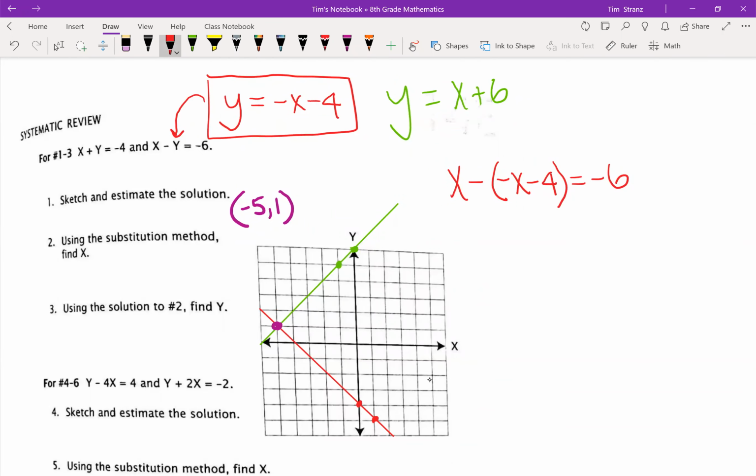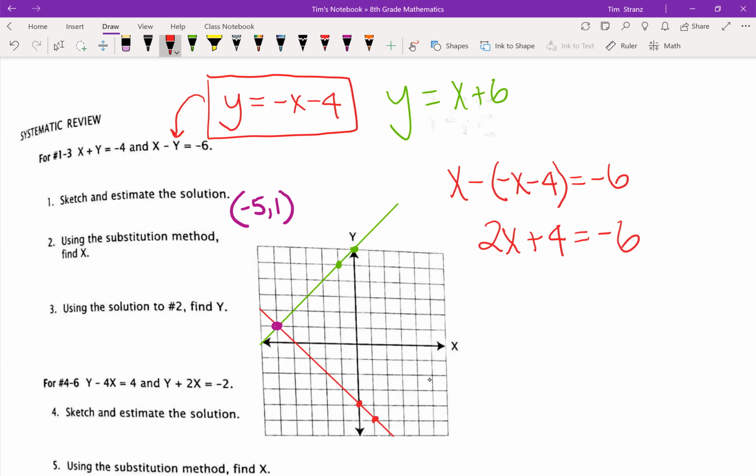If I have x minus a -x, remember two negatives turn into a positive, so that's really x plus x, which is 2x. Actually, I'm going to backtrack. If I do x minus negative x, that's my 2x, and this negative actually turns the negative 4 into a positive. Sorry. So it's 2x plus 4 equals negative 6.